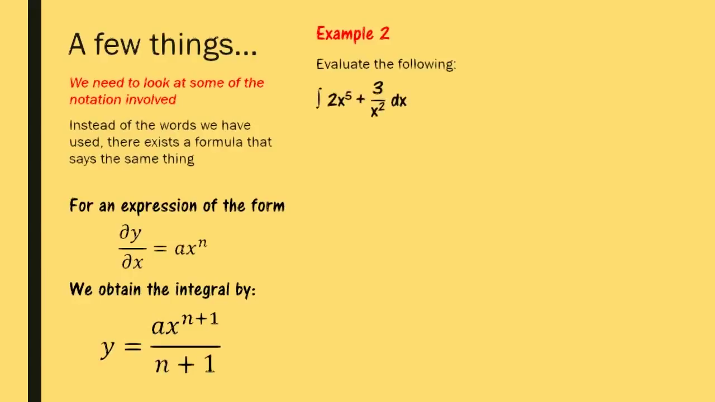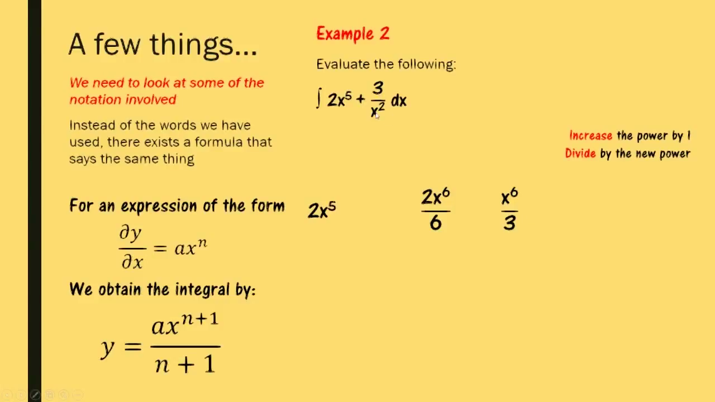Example 2. Evaluate the following. 2x to the 5 plus 3 over x squared with respect to x. Training wheels are off already. We're going to increase the power by 1 for each and divide by the new power. Well, the 2x to the 5, we're going to increase the 5 to become a 6, and we're going to divide by the 6, and 2 over 6 becomes 1/3, so that becomes x to the 6 over 3.